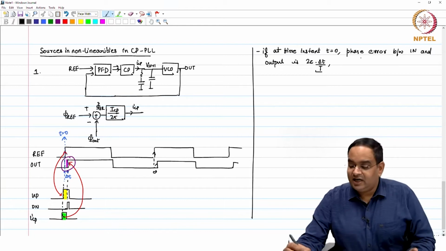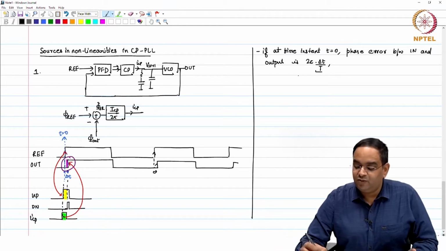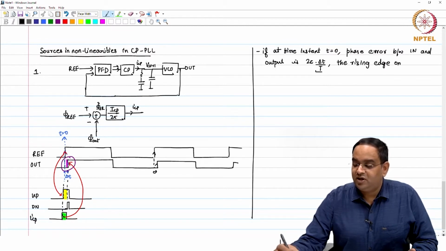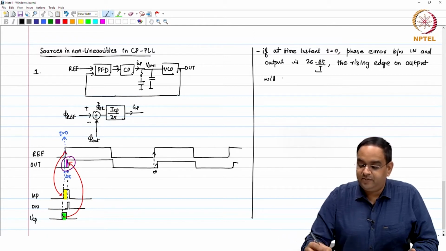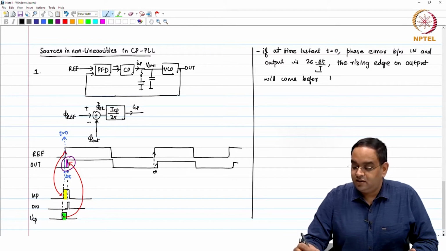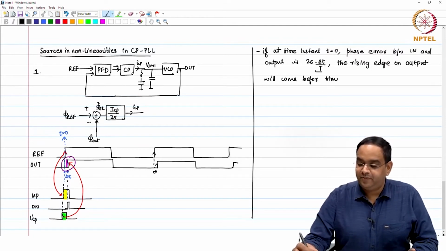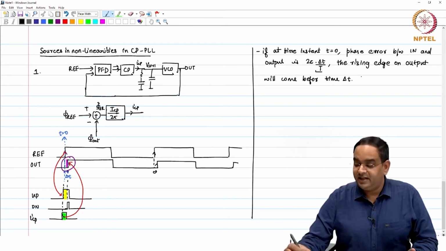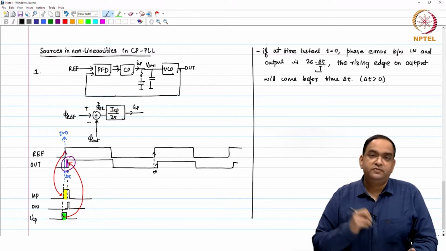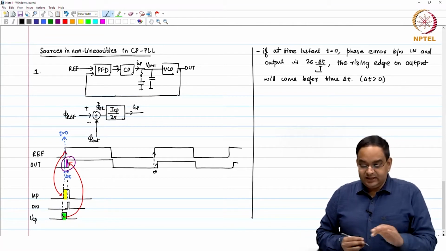Okay. So, I can write, if at time instant t equal to 0, the phase error between input and output is 2 pi by delta t by T, the rising edge on output will come before delta t time. Here, by the way, delta t is greater than 0. Okay. Just consider the opposite case.